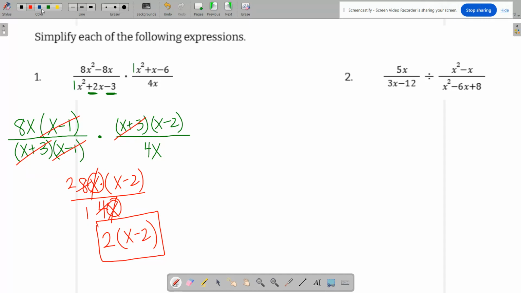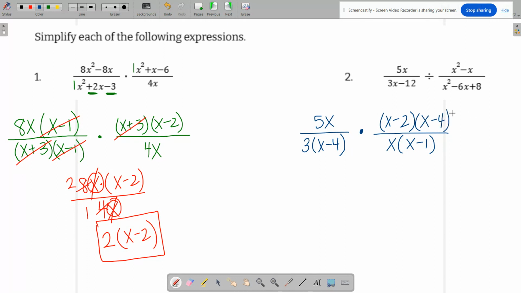A very similar process for division. You just have to remember that dividing by this fraction is multiplying by its reciprocal. So 5x does not factor any further, but 3x minus 12 factors to 3 times the quantity x minus 4. And I'm going to go ahead and change this to multiplication. And as I factor the numerator, I'm going to put the factored form in the denominator. So x squared minus x has a GCF of x. We will factor that out and be left with x minus 1. X squared minus 6x plus 8 factors to x minus 2 times x minus 4.